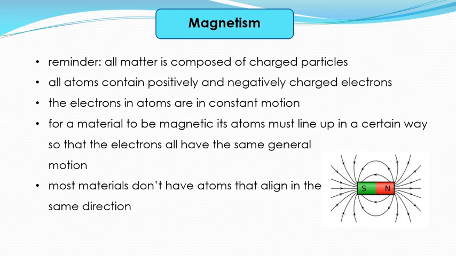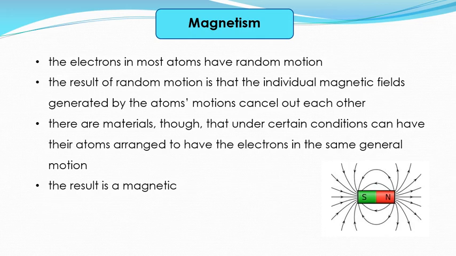Most materials don't have atoms that align all in the same direction. So most materials are not magnetic. The electrons in most atoms have random motion. And the result of random motion is that the individual magnetic fields generated by all of the atoms' motions cancel each other out. So you have positive and negative canceling each other.